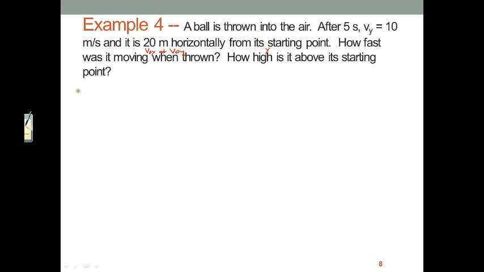Okay. So drawing a picture. It is thrown up into the air with some velocity. We don't know what it is. We are told that 5 seconds later, it is now here. This is 20 meters from its starting point, so I propose that we let the initial position be 0, the final horizontal position be 20.